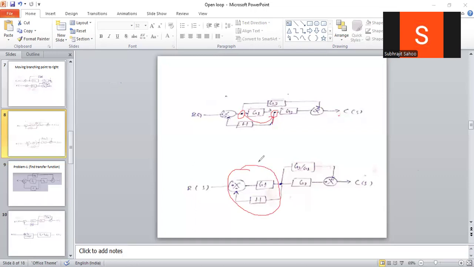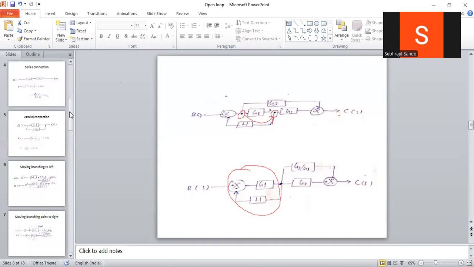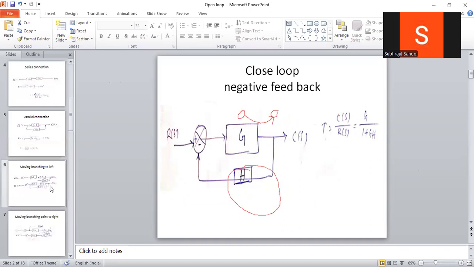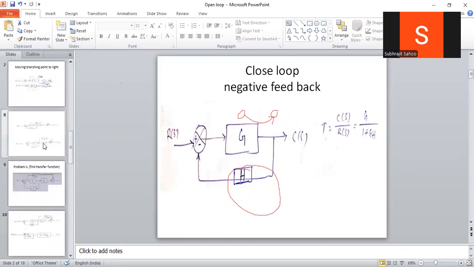For this type of diagram, I have already shown you here. See here, the minus sign is there, right? Observe G, H. So for this, what is the transfer function, sir? G by 1 plus GH. The same diagram appears here after moving that branching point.